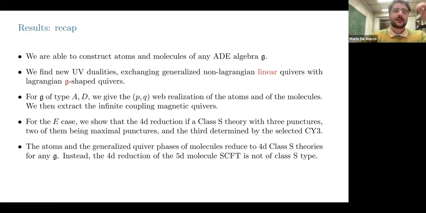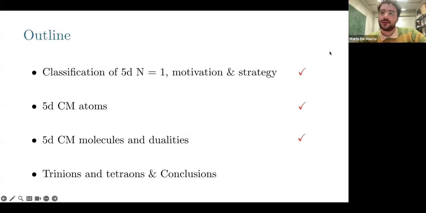Okay, the last bits about what we learn about the four-dimensional reduction of these five-dimensional conformal matter atoms and molecules is that atoms and the generalized quiver phase of molecules reduce to class S theories for any G, also for G of type E6, 7, 8 or D. And instead, the 4D reduction of the 5D molecule CFT at infinite coupling, namely once I shrink all the two-spheres associated to the generalized quiver phase, is not of class S type. And so we are discovering new kinds of interesting four-dimensional N=2 theories, and part of a possible follow-up that we're doing is to characterize exactly what these four-dimensional theories are.